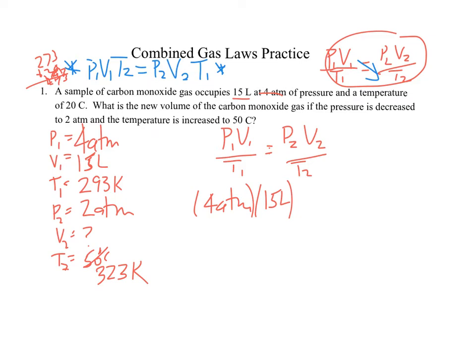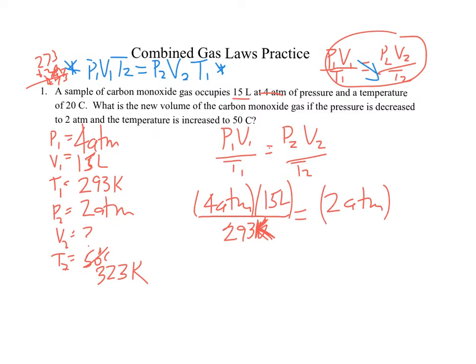We know that the units help us to solve our problems correctly. We can tell if we've made a math mistake if we don't have the right units when we're all done. But we have our 4 atmospheres, that's our initial pressure, times our initial volume, that's 15 liters, divided by our initial temperature, which is 293 K. And that has to be equal to our final pressure, which is 2 atmospheres.